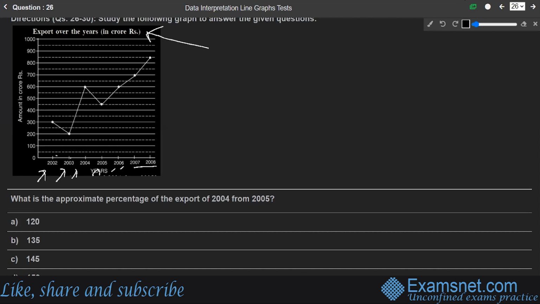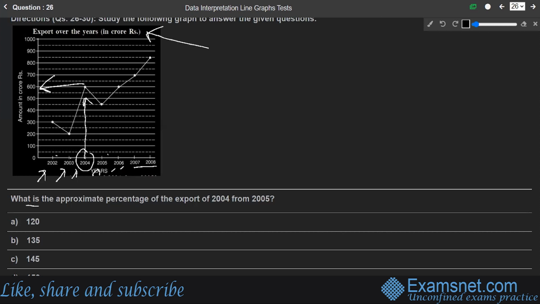So 1, 2, 3, 4, 5, 6, 7, for the 7 years, the export of a company in the unit of crore rupees has been provided. For example, if we want to know the export of the company in 2004, we have to see like this. In 2004 the dot is at 600, so we can say the company has exported 600 crore in the year 2004, and this is how we are supposed to read the data.